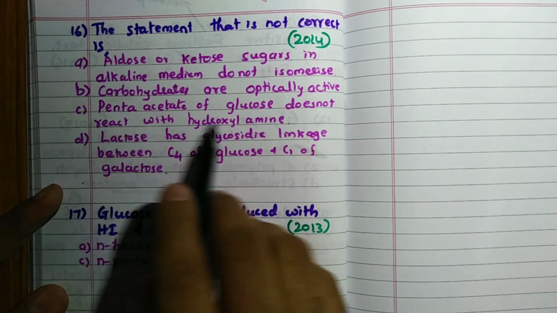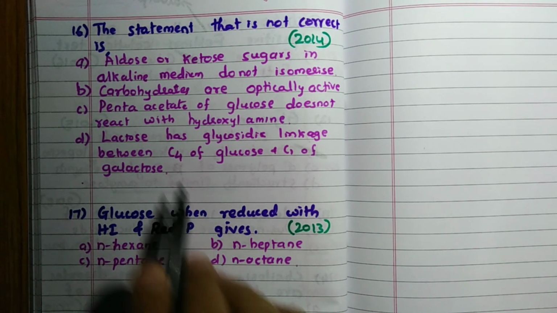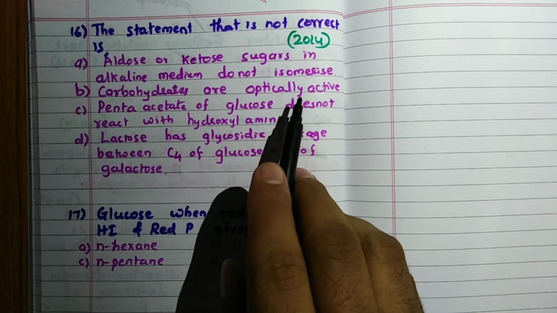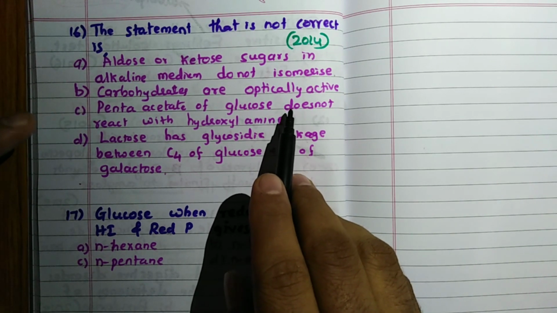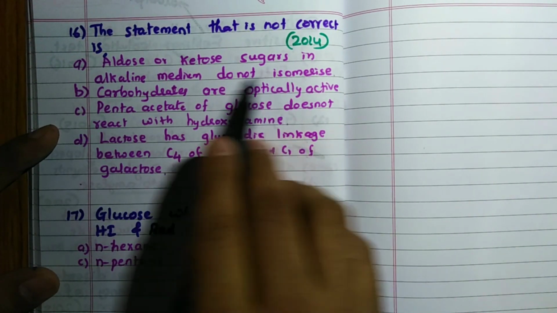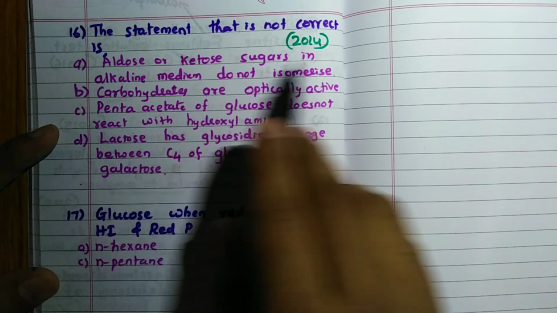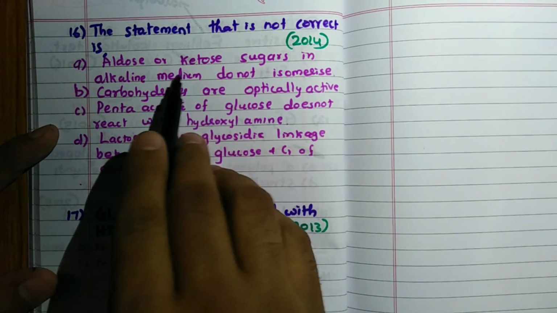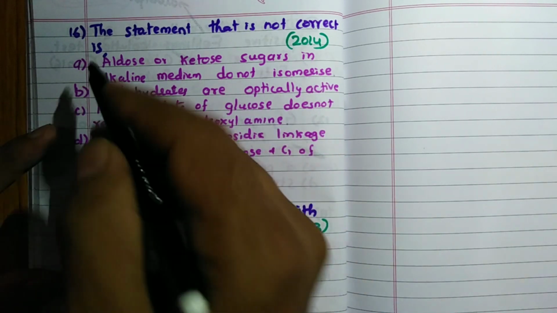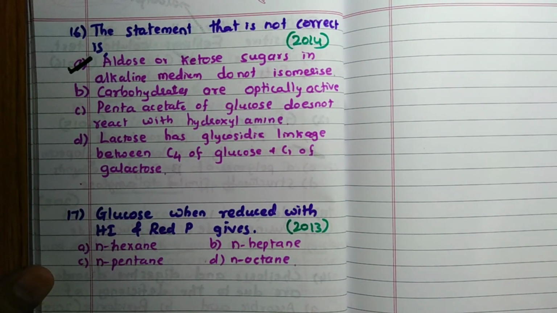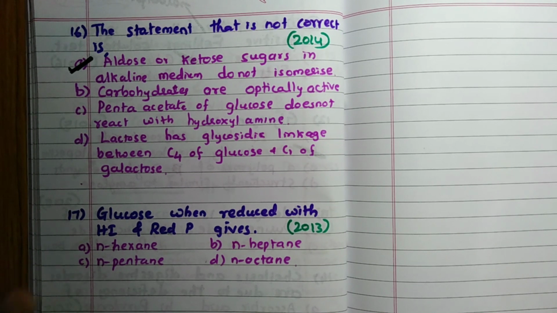Pentaacetate of glucose does not react is also correct, remember. Carbohydrates are optically active is also correct because carbohydrates have chiral carbon atoms. And the first one is the wrong one because they will undergo isomerization, which we call mutarotation, remember. So aldose and ketose sugars in alkaline medium do not isomerize is wrong. So the answer for this question is B, the wrong statement.